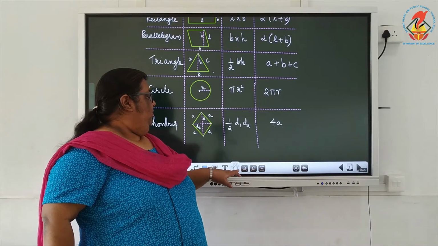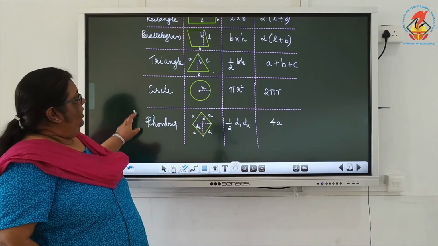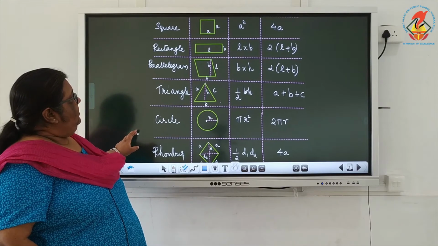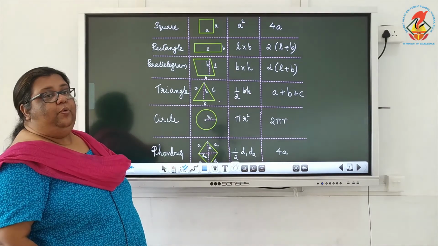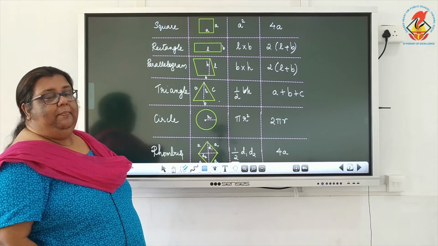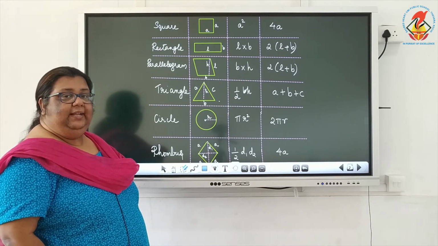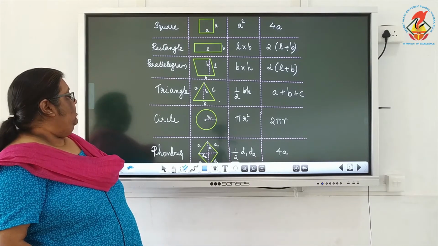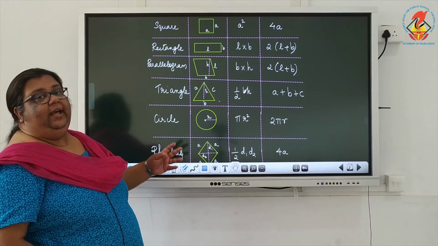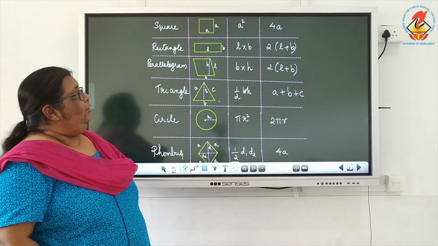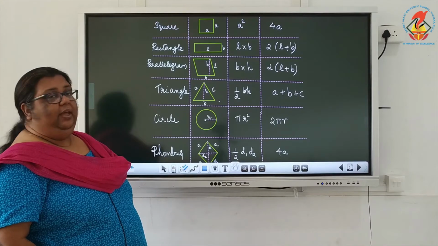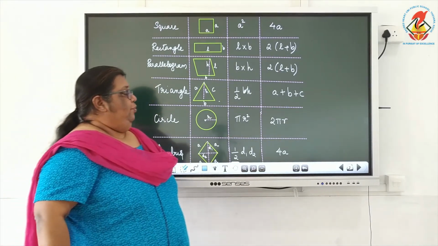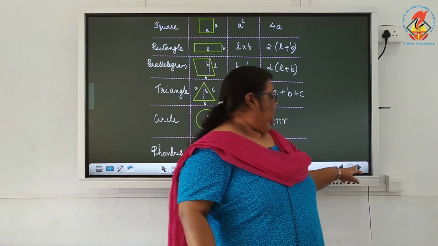So these are some of the figures which you have learned in your smaller classes. Which all were there? Square, rectangle, parallelogram, triangle, circle and rhombus. Area and perimeter are also written here. Okay. Then we will move on to the first exercise of the chapter.